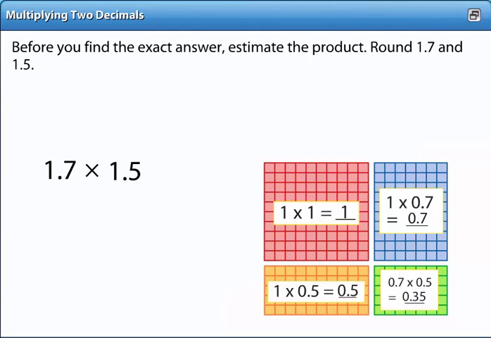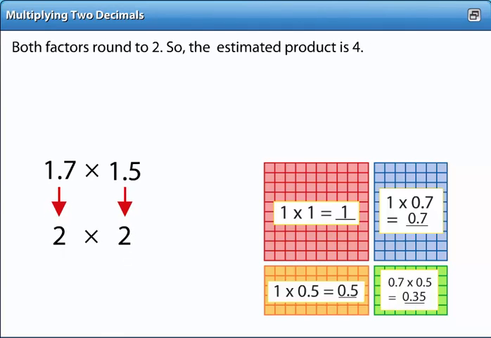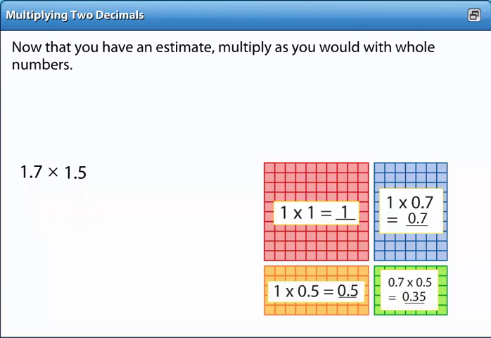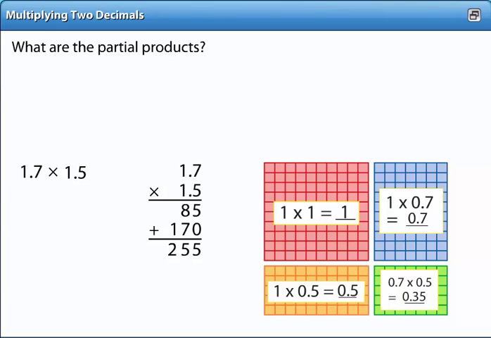Before you find the exact answer, estimate the product. Round 1 7/10 and 1 5/10. Both factors round to 2, so the estimated product is 4. Remember this estimate, as you will refer to it later to check the reasonableness of your answer. Now that you have an estimate, multiply as you would with whole numbers. What are the partial products?